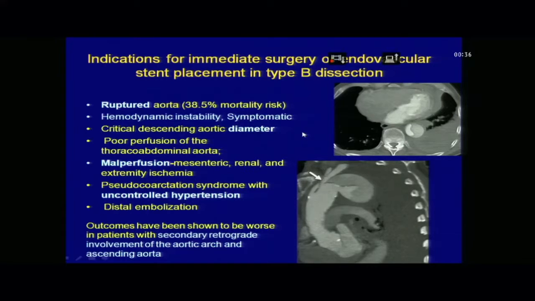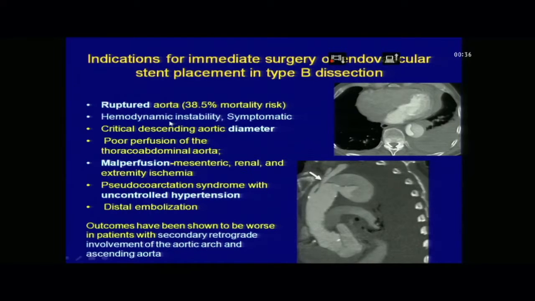So there are certain features which tell you that it is a complicated type B dissection which needs to be treated either by surgery or endovascular treatment. This includes a ruptured aorta. This is the image which I showed you earlier also. This is pleural effusion, pericardial effusion. This is a patient who has had a rupture and needs the treatment. See a lot of fluid here.